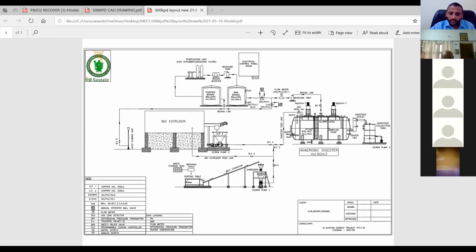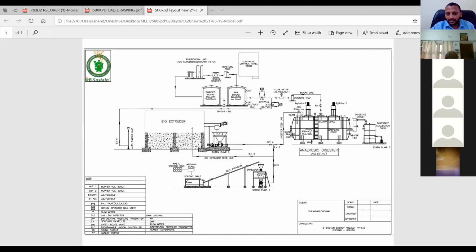This extruder will reduce the particle size from 20 mm to less than 5 mm. Again, it is collected in the hopper in pump 2. What we have is a feeding screw pump, an auger pump. Without adding water, it is dry feeding. We are not adding any water or digestate. It is directly fed into the horizontal digester.